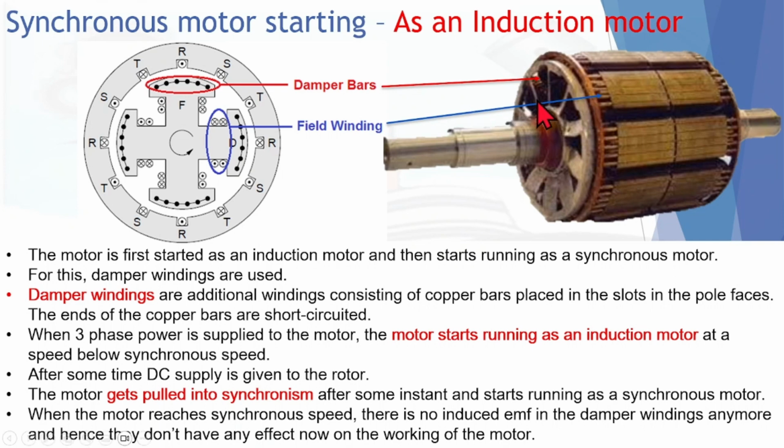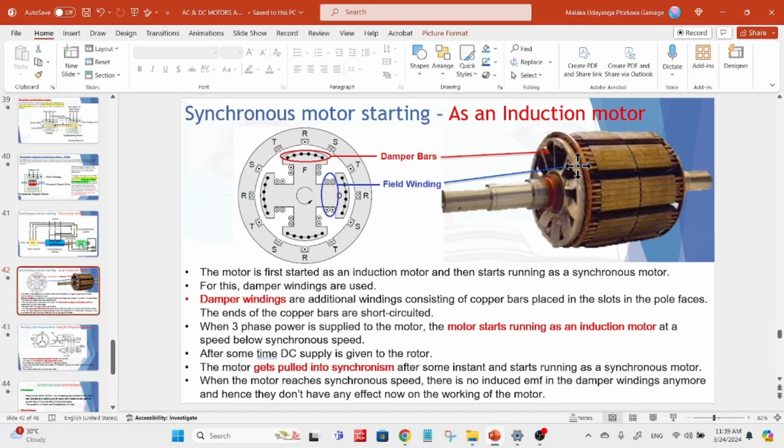I made a mistake here. This field winding, the blue arrow should come down, below. I will do the correction here. Yes, this one is the field winding and this one is the damper winding. Yes, damper winding, right? Okay.